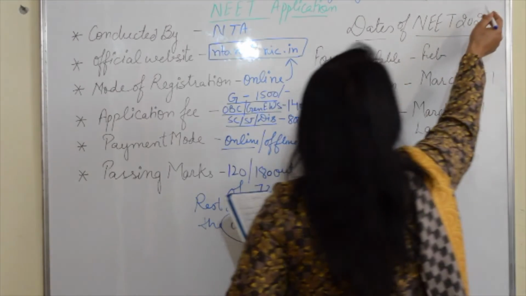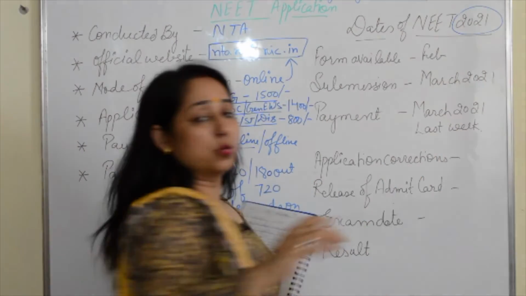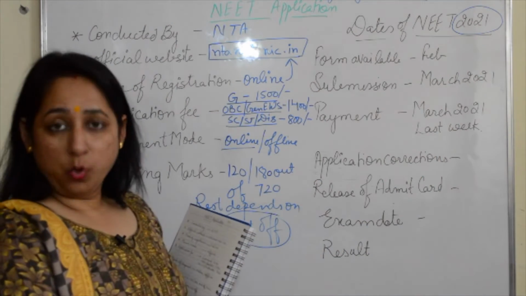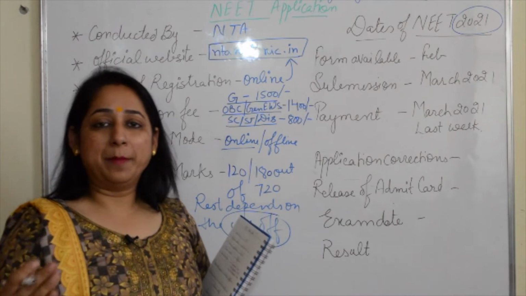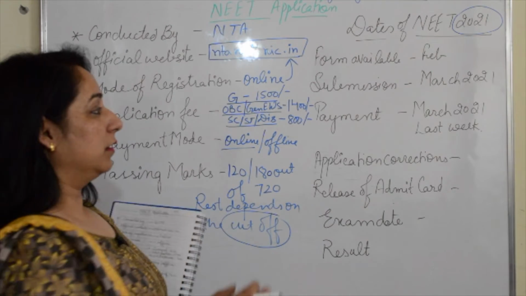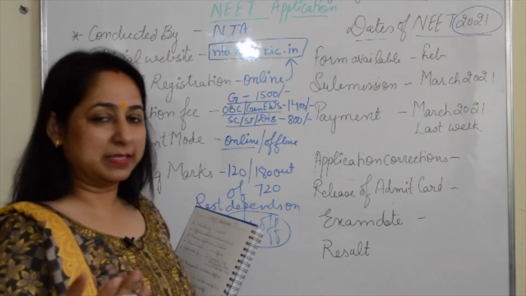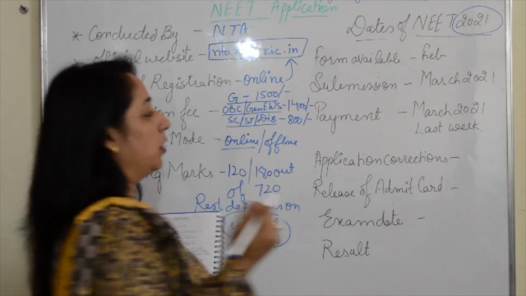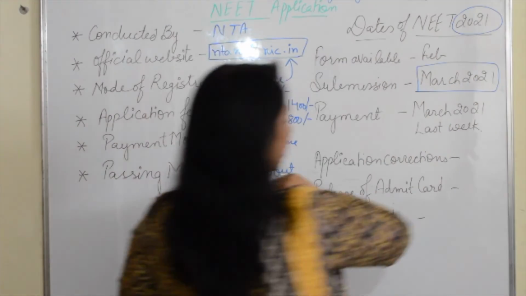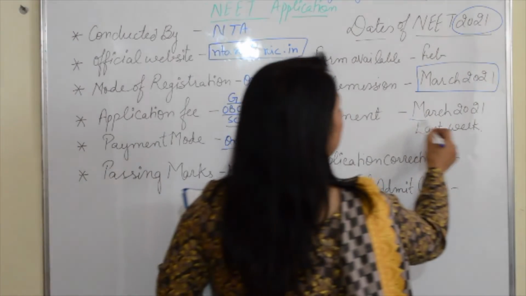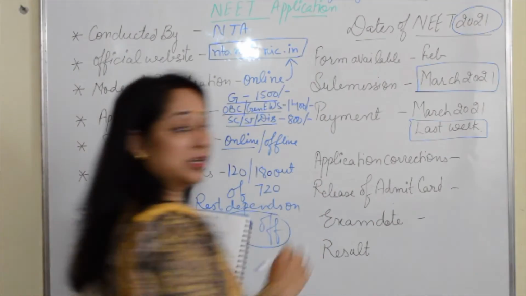But when we talk specifically about NEET 2021, which is going to happen after a few months, the form filling date has already passed. So you must have filled in the forms previously. Form filling was there in February. Submission is in March. Payment till last week of March 2021.